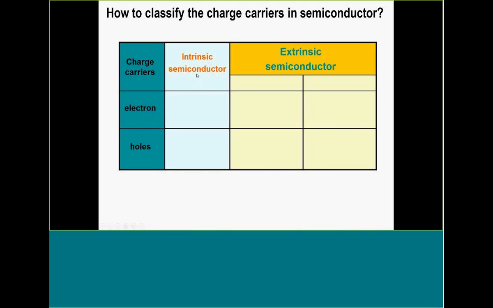So, in extrinsic semiconductors, you know there are two types, the N type and the P type. Of course, the N type is rich in electrons, whereas the P type is rich in holes. So you must know why it is P type and why it is N type. Okay, let's go back to how we are going to classify our charge carriers.